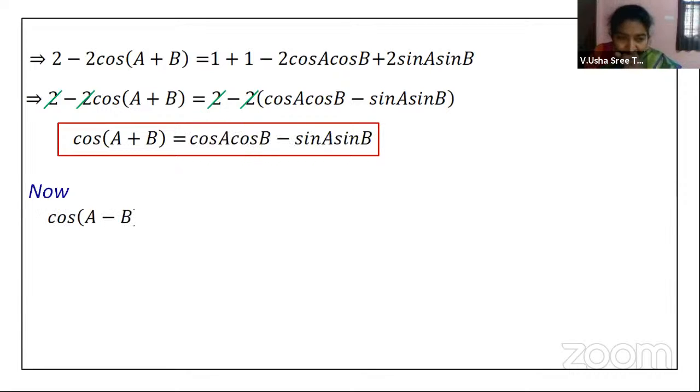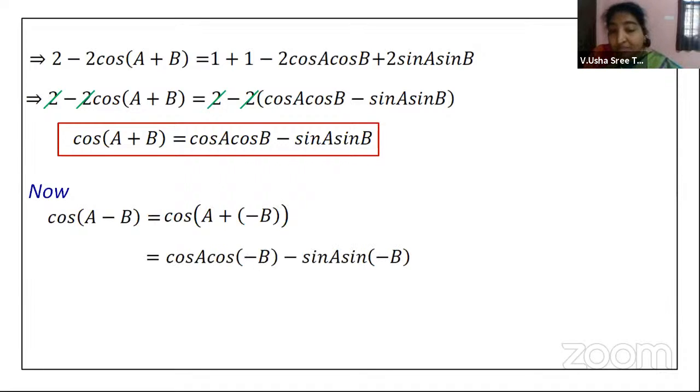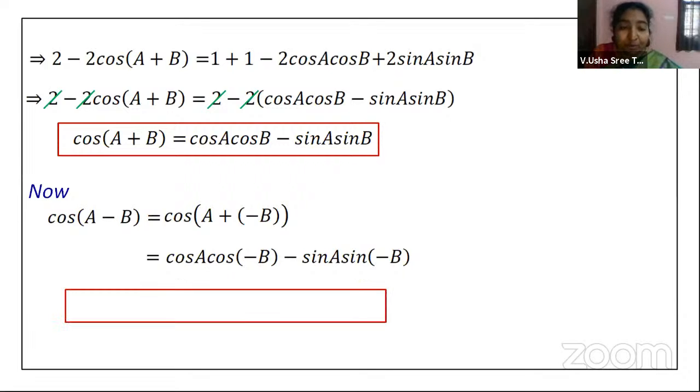Now, cos of a minus b, when you calculate, is nothing but cos of a plus of minus b, which is cos a cos of minus b minus sin a sin of minus b. Sin of minus b is minus sin b, but cos of minus b is cos b only. Therefore, cos of a minus b, we can conclude, is cos a cos b plus sin a sin b.